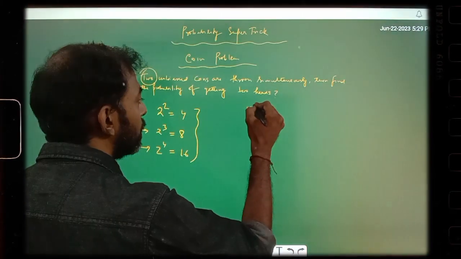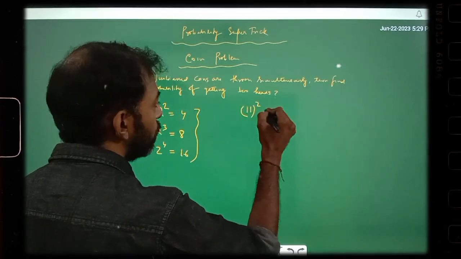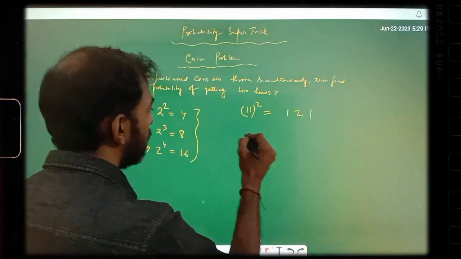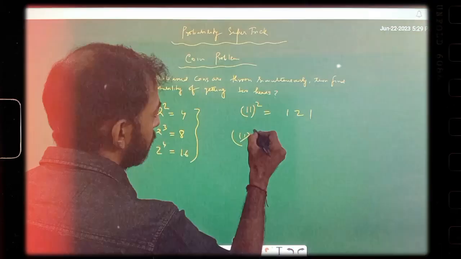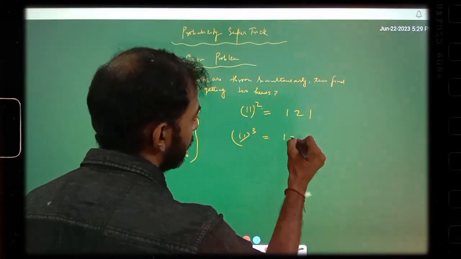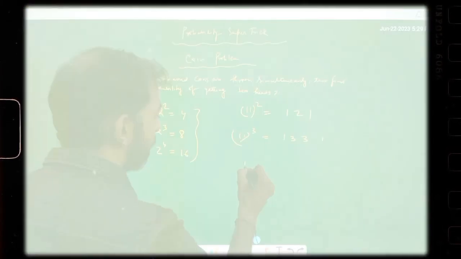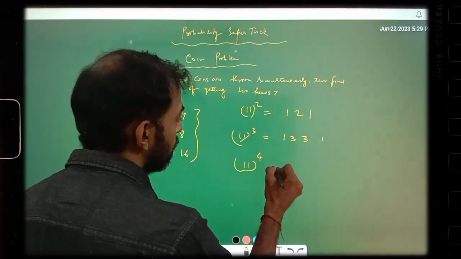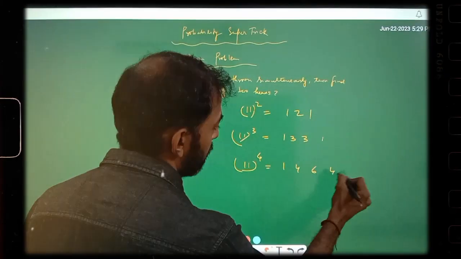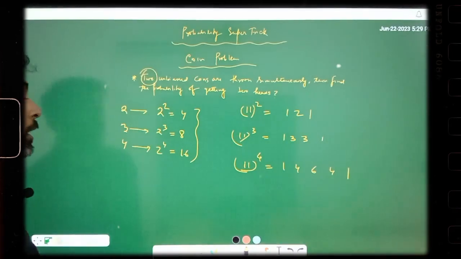Now, look at this one. Trick of 11. 11 power 2, we all know that this is 121. 11 power 3, that is 1331. And 11 power 4, that is 14641. We all know that.